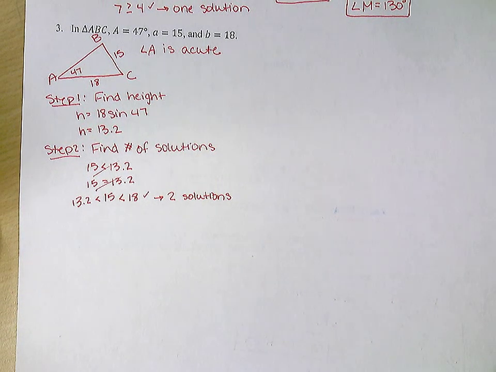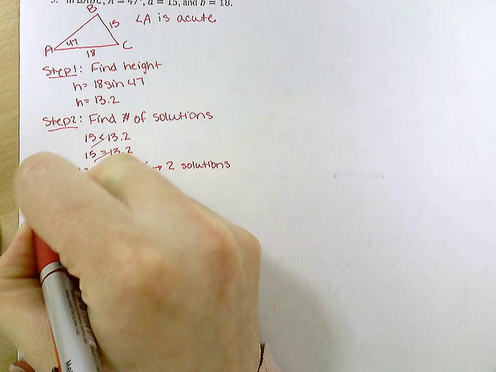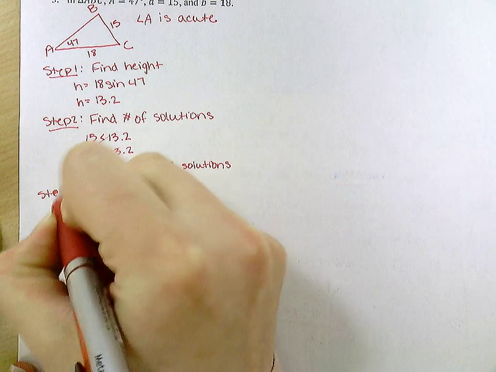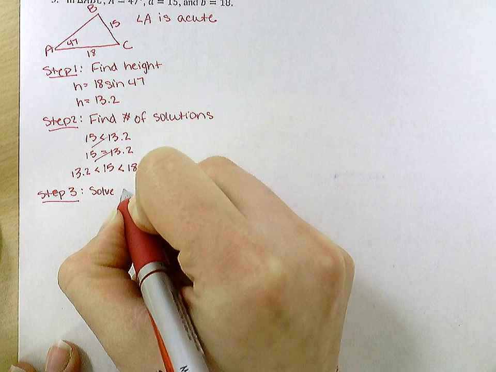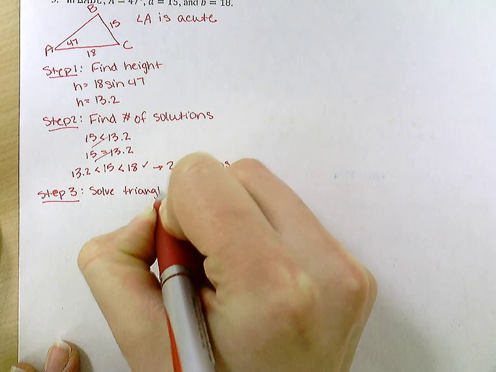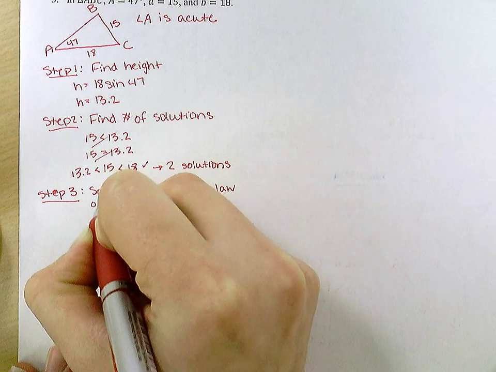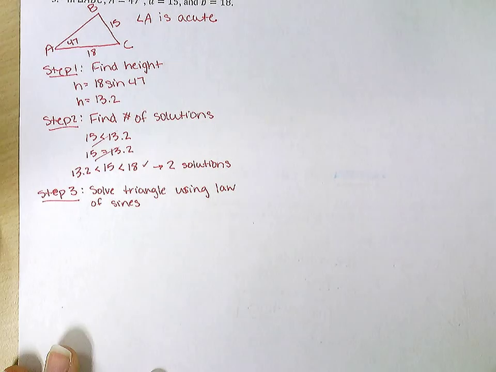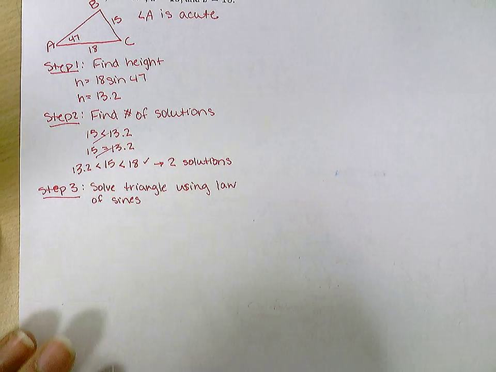Okay, so my next step, step 3, is to solve my triangle. So for step 3, solve triangle using the law of sines. And in step 3, you're going to have 2 cases because you have 2 solutions. Okay, so case 1.